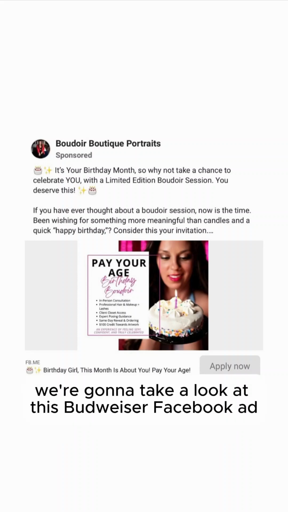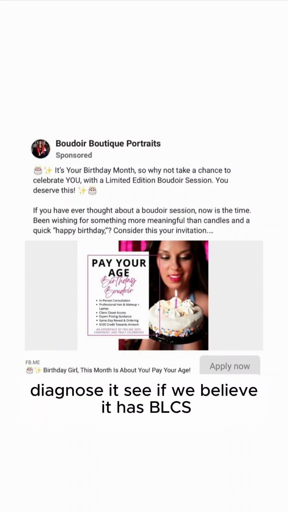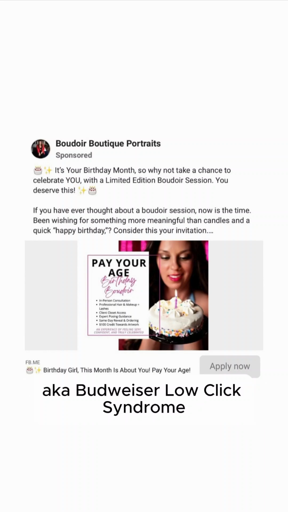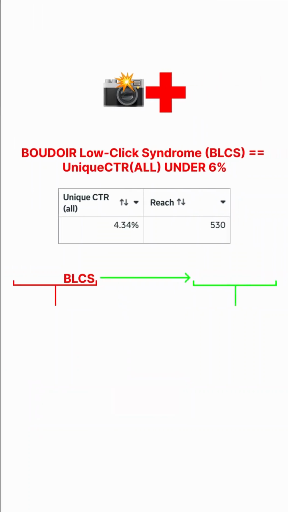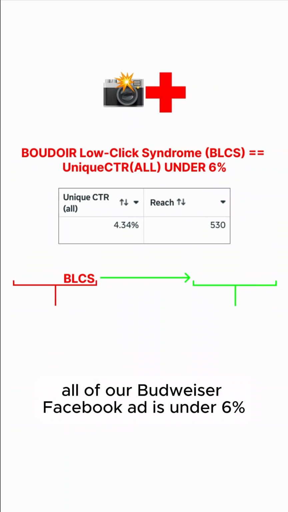All right, y'all, we're going to take a look at this Boudoir Facebook ad. Diagnose it, see if we believe it has BLCS, aka Boudoir Low Click Syndrome. BLCS, also called Boudoir Low Click Syndrome, is when the unique CTR all of our Boudoir Facebook ad is under 6%.